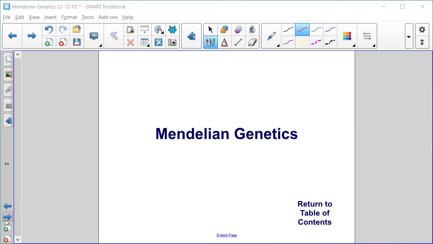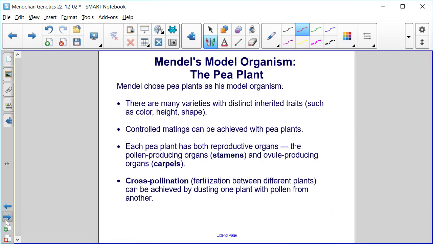Mendelian Genetics. Mendel's model organism, the pea plant. Mendel chose pea plants as his model organism. There are many varieties with distinct inherited traits, such as color, height, and shape.